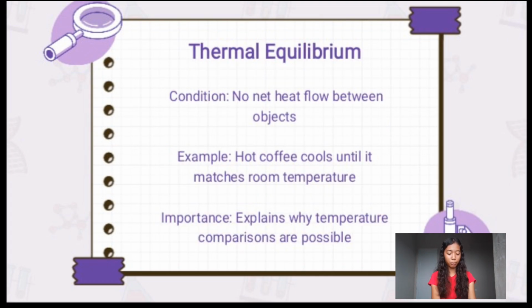So thermal equilibrium. Now, thermal equilibrium just means that there is no net heat flow between two objects. Like for example, when you leave your hot coffee on the table, it slowly cools down until it's the same temp as the room. That's thermal equilibrium.